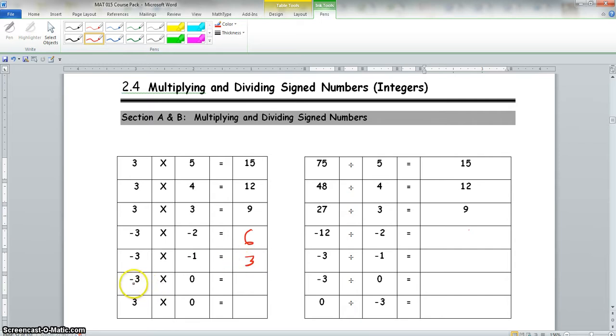Now, we look down here. Negative 3 times 0. Any number times 0 is 0. And we have positive 3 times 0, which is also 0.